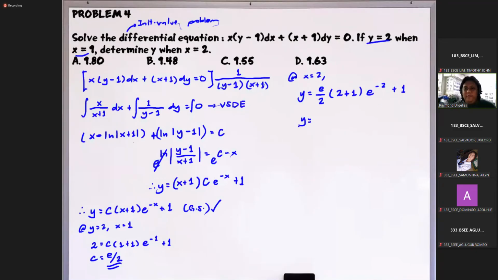Okay? So therefore, solving for y, we have e divided by 2 multiplied by 3 multiplied by e raised to negative 2 plus 1. You will get that this is equal to 1.55. So therefore, the answer is letter C. Any questions about this?